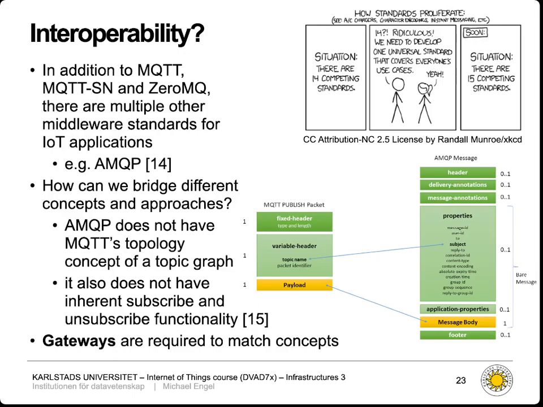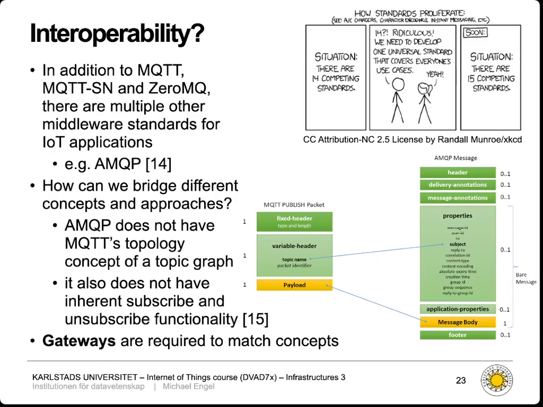So the big problem is really when you buy different devices from different vendors, you want them to be interoperable on the IoT network. So we have seen three standards: MQTT, MQTT-SN, and ZeroMQ. We've already seen there's a gateway between MQTT and MQTT-SN. But there are a number of other middleware standards for IoT applications out there. Another one that's pretty common is AMQP. And what we need is to bridge these different concepts and approaches. And this is sometimes difficult because the semantics between the different systems are quite different.